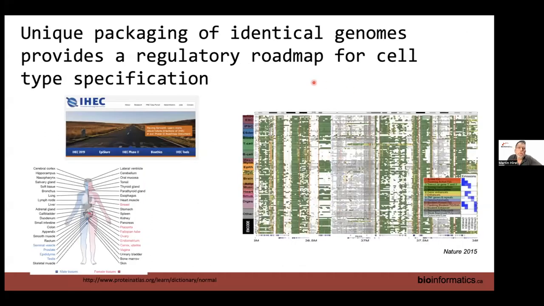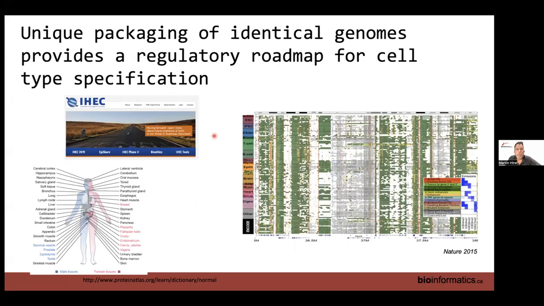So, what do we know about epigenetics? Well, we know that you have about 300 cell types in your body. And as far as we know, each of those cell types has unique packaging. And this packaging provides a regulatory roadmap for cell type specification.